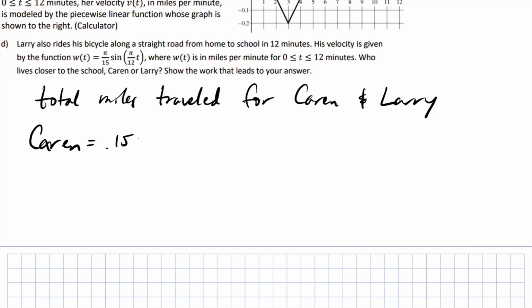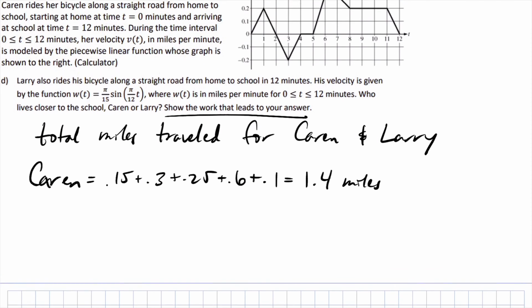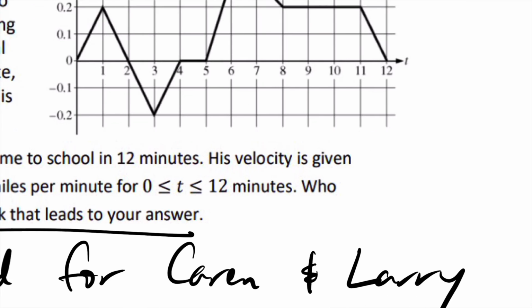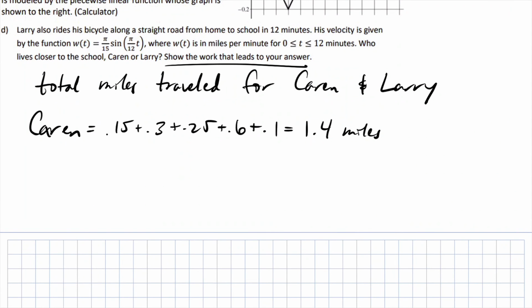I'm going to put the numbers that I added, 0.15 plus 0.3, because they want the work that leads to your answer. This is part of the work that leads to the answer. Or you can mark up the graph too if you want. You can mark up this graph, something that tells them this is how you did it. 1.4 miles. You can mark up this graph and say, cut it up the way we did before, or you can just put these numbers there. Something that leads them to say, okay, that's how they did it. That's what they want to know. They don't want to guess on how you did it. Okay. So Karen traveled 1.4 miles to get from home to school.